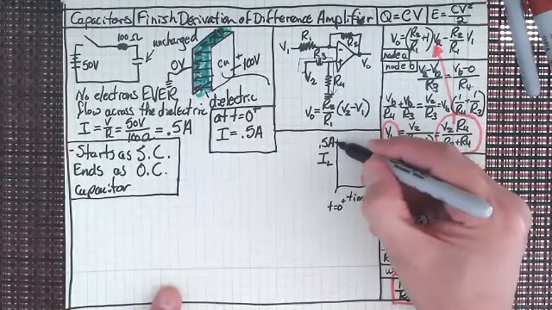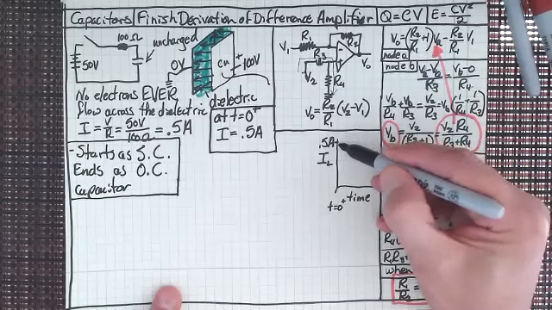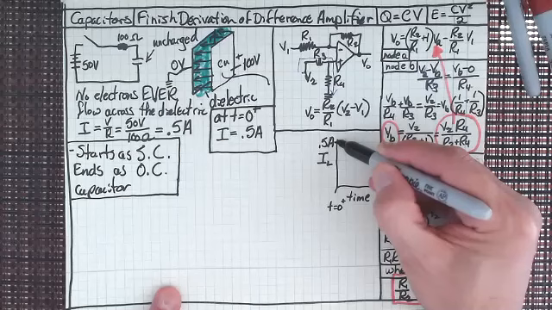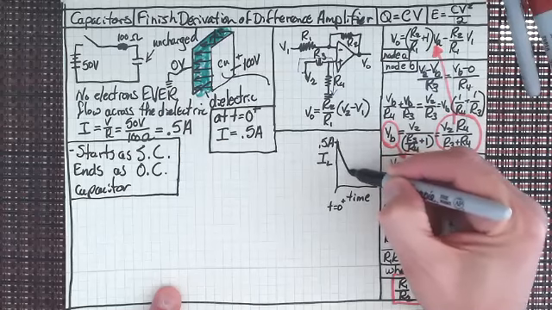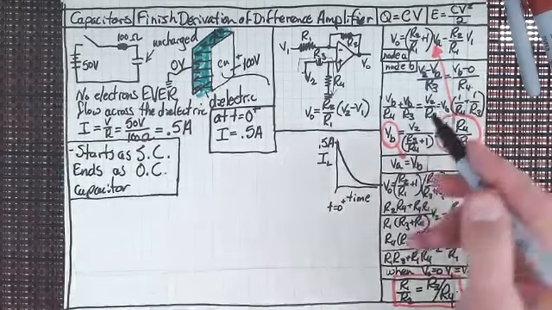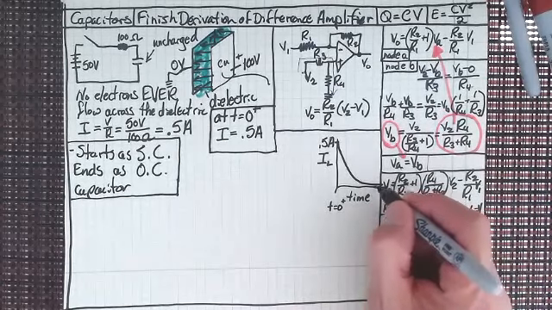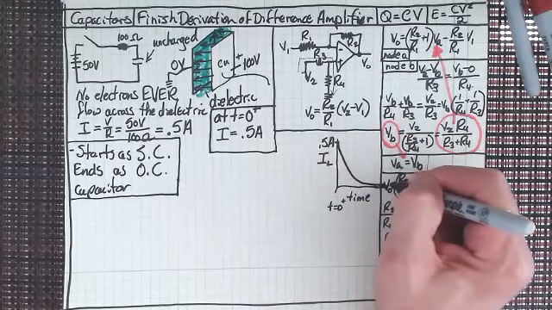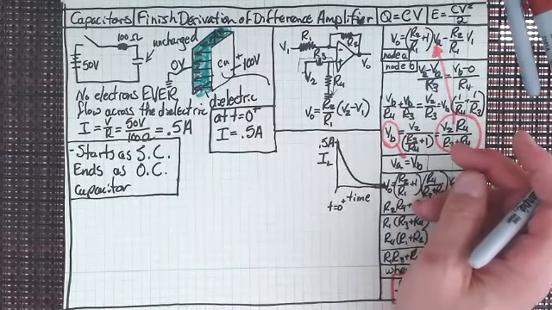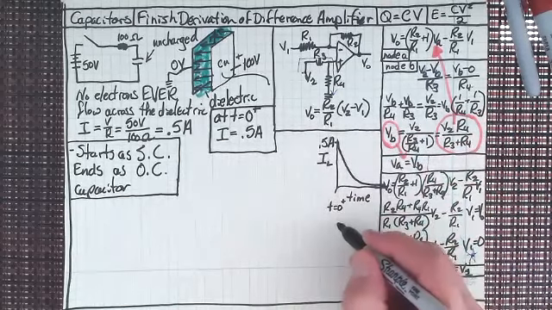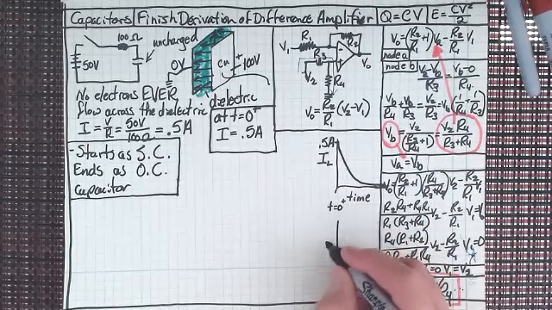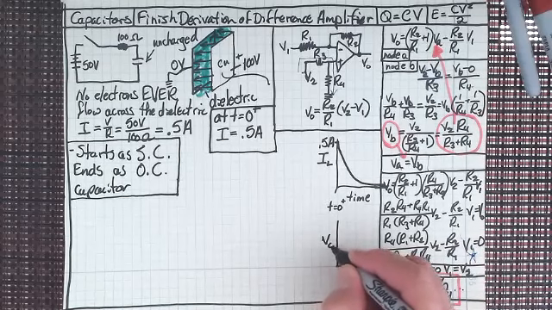So the way that this would look, if I was looking at the current, is like this. Eventually it's going to get down to an open circuit. The current is going to go down. What does the voltage look like? The voltage across the capacitor. Let's draw that. So this is the voltage across the capacitor.